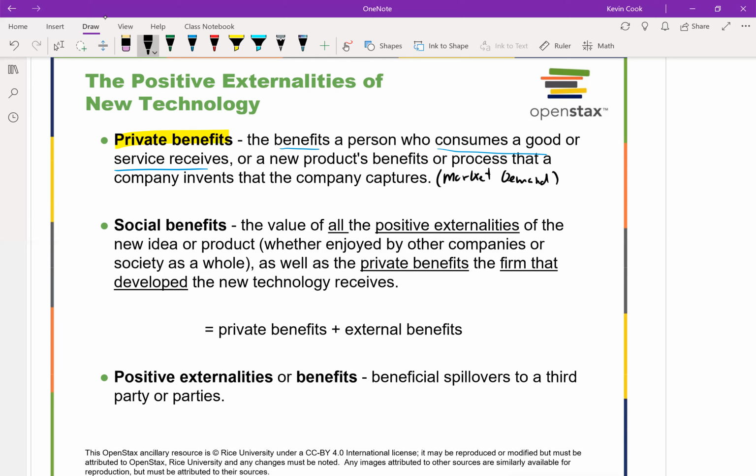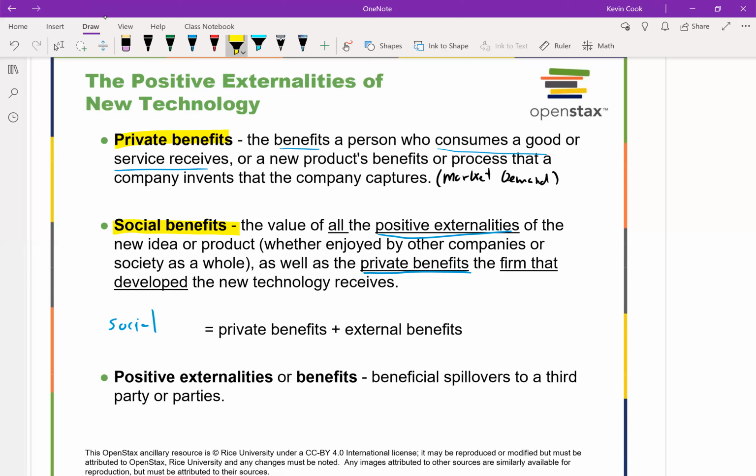Then we have, just like before, we had our private costs and our social costs. Now we have our private benefit and our social benefit. That is the value of the positive externalities plus the value of the private benefit of the firm that developed the technology. So in this case, private benefits plus external benefits is our social benefit.